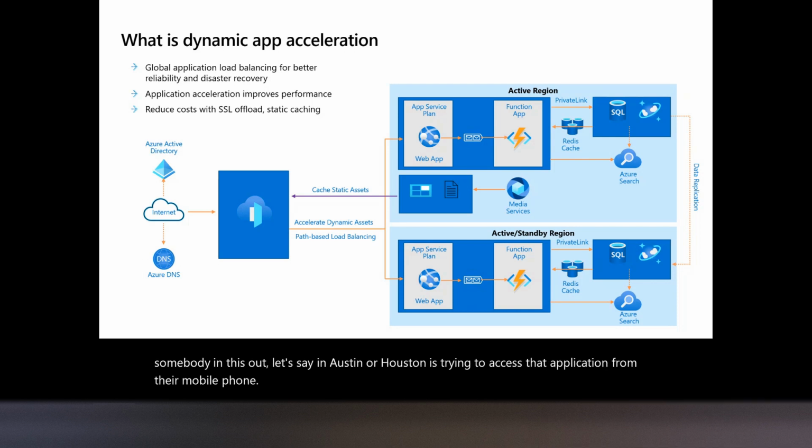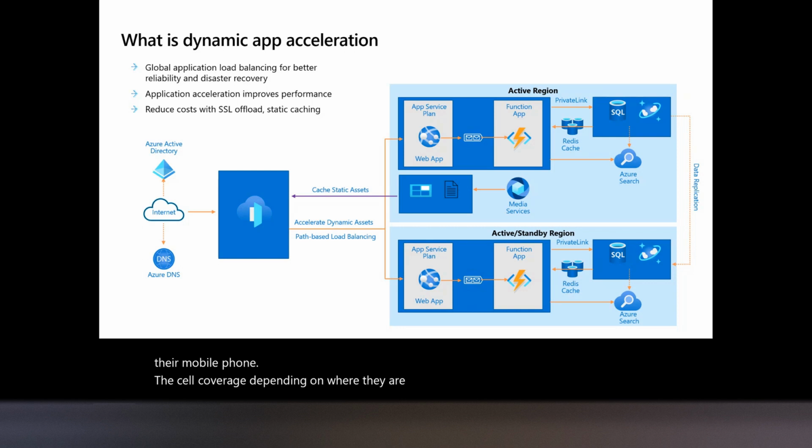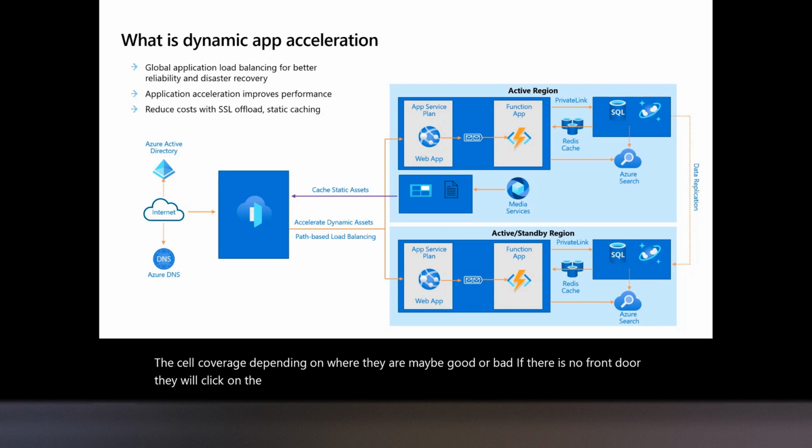The cell coverage, depending on where they are, may be good or bad. If there's no Front Door, they will click on the website. It will take them through the cellular provider's network, then over the internet, and then you're at the mercy of the internet and how it routes your traffic.